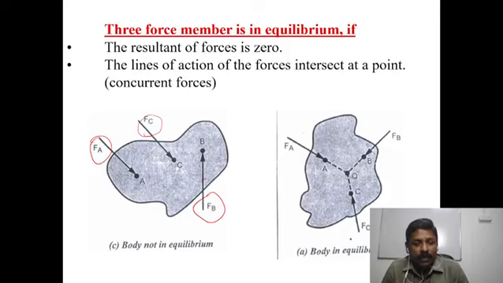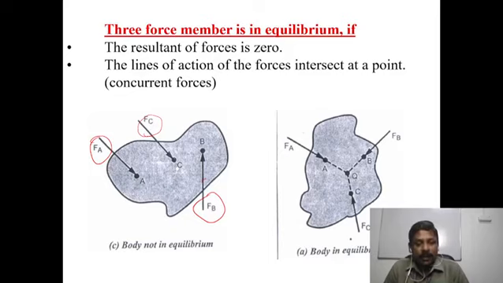How to find the resultant of three forces acting on the body? Here we can use the polygon law or triangle law. If the polygon is a closed one, then the resultant force is 0. Suppose it is not closed, then we can say that there is some unbalanced force in this.